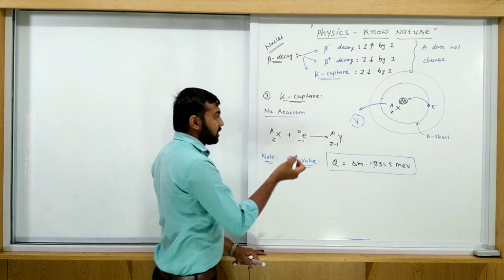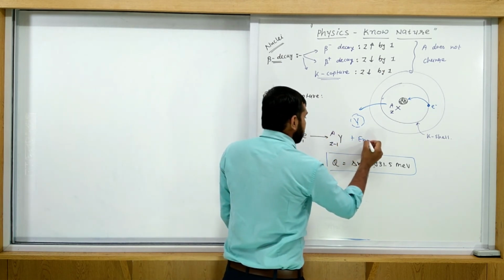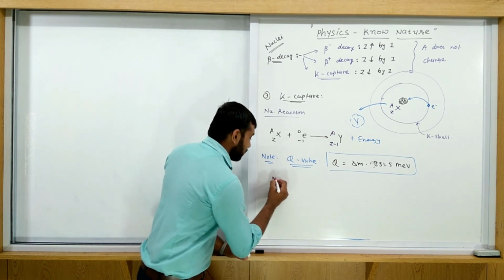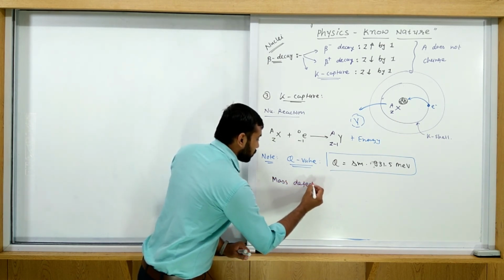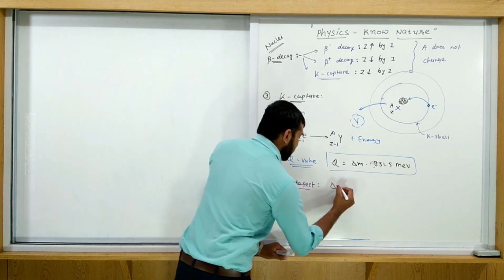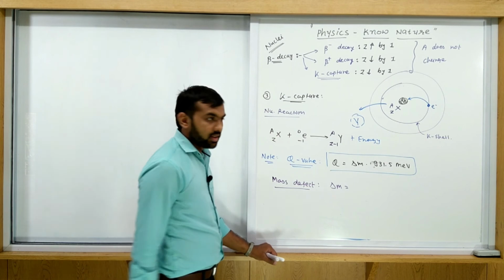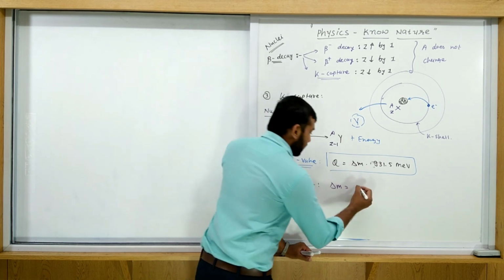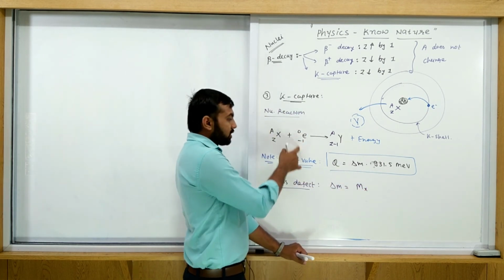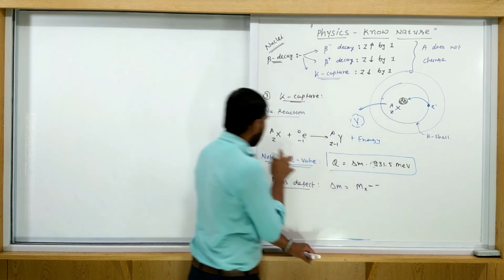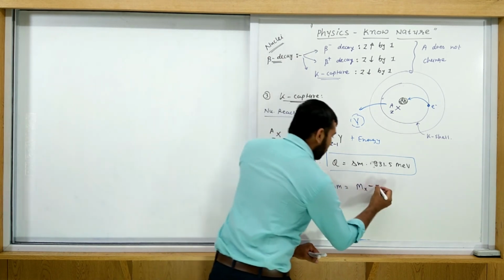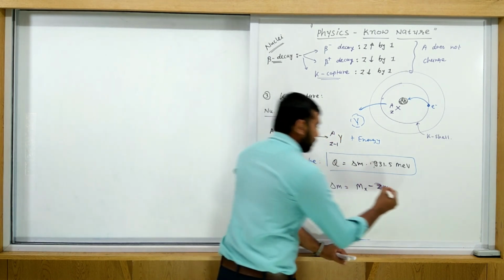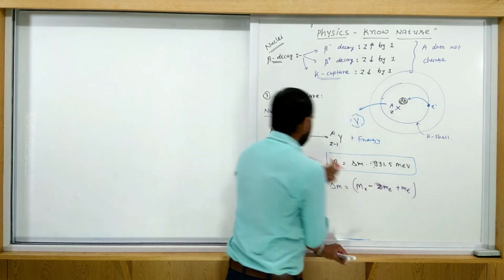So what is the Q value in this process? It is the plus energy, and this energy is the Q value. Let's find it. The mass defect delta M is equal to total mass on the left-hand side minus total mass on the right-hand side. What is the total mass on the left-hand side? It is mx, and electrons are related, so minus Z electrons, minus Z me, and plus me. So this is the left-hand side mass.